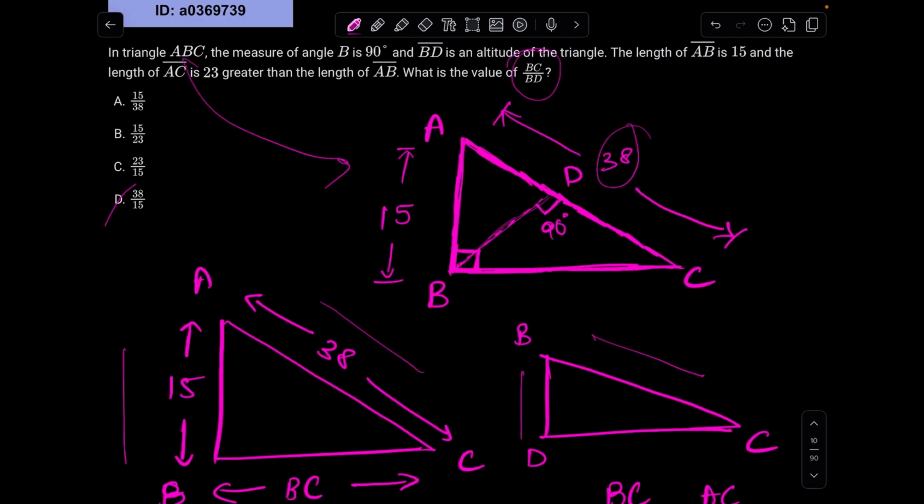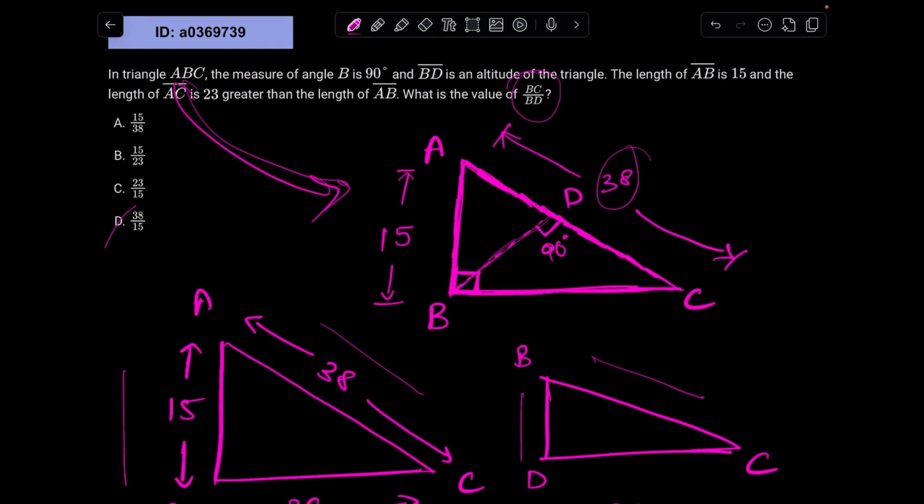In triangle ABC, the measure of angle B is 90 degrees. BD is an altitude of the triangle, which is basically a perpendicular line to the hypotenuse. The length of AB is 15. The length of AC is 23 greater than the length of AB. What is the value of BC by BD?